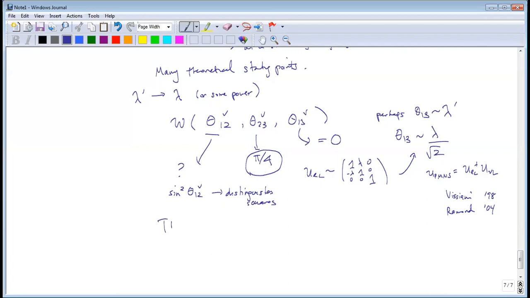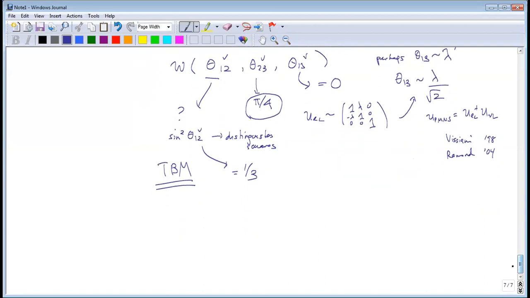And in fact, tri-bimaximal mixing is the case where this parameter equals 1/3. I don't know if we talked about tri-bimaximal mixing this morning, but this is a setup where the PMNS matrix takes this beautiful form: you have one column that's the maximal column, with 0, 1/√2, 1/√2, and then a trimaximal column where each entry is 1/√3. And the other column, the first column, is just whatever it needs to be to make the matrix unitary. So it's a beautiful structure.